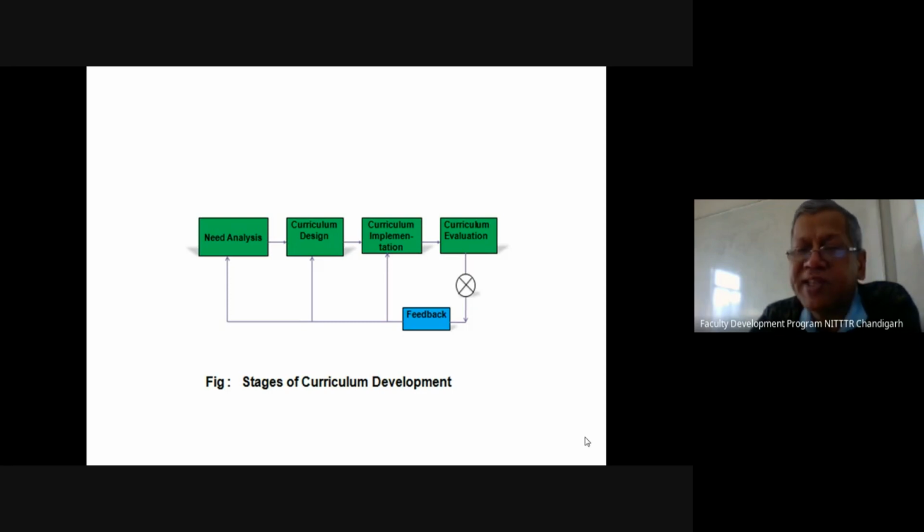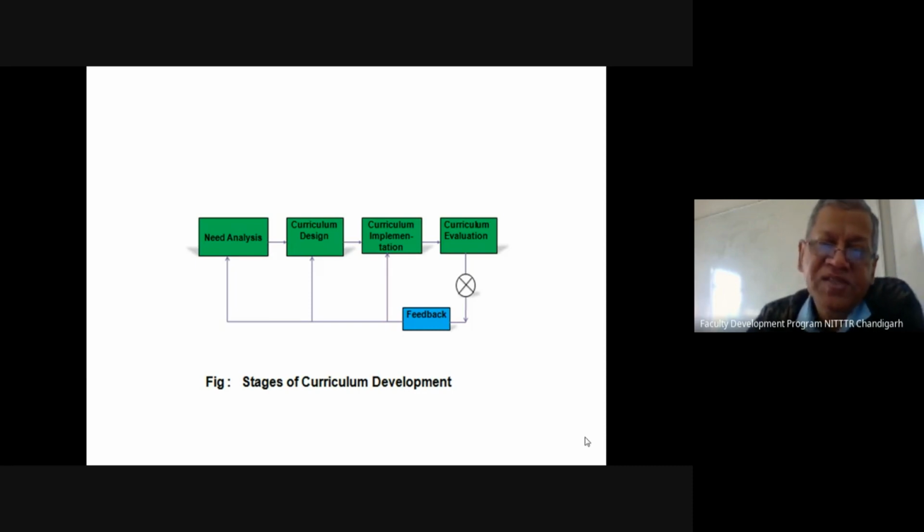So this is the sequence you have to follow. In fact, we cannot design the curriculum until we carry out need analysis. So my first step is to carry out need analysis. Whenever we get a project to design or revise a curriculum, these are the four stages that we follow. But what we carry out during these stages, that I will tell you.